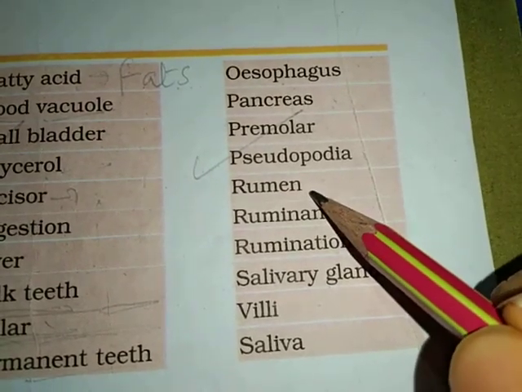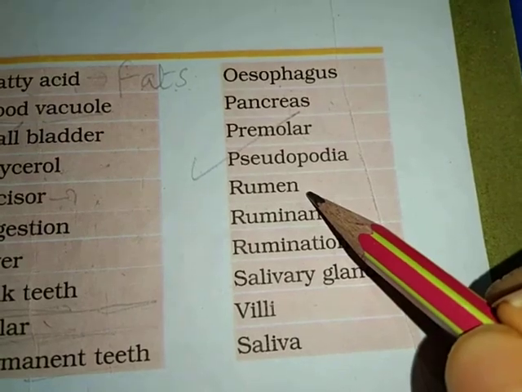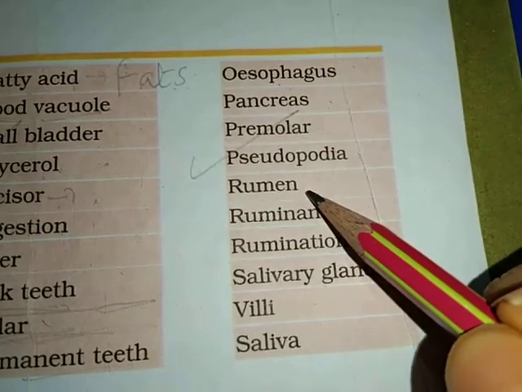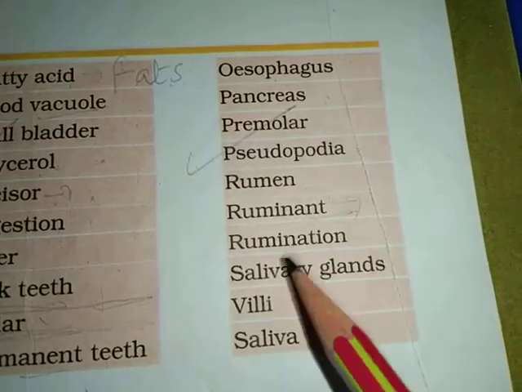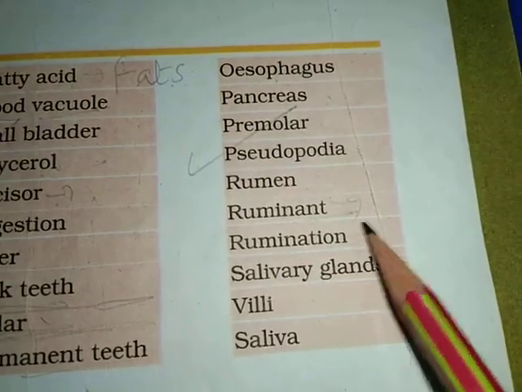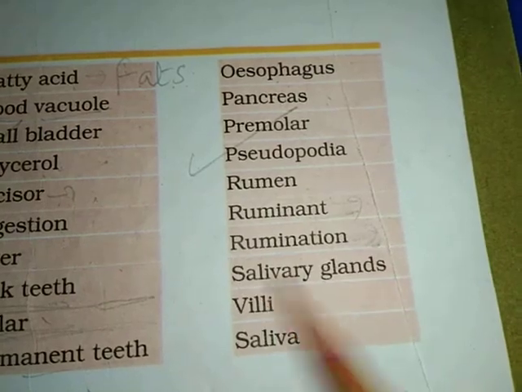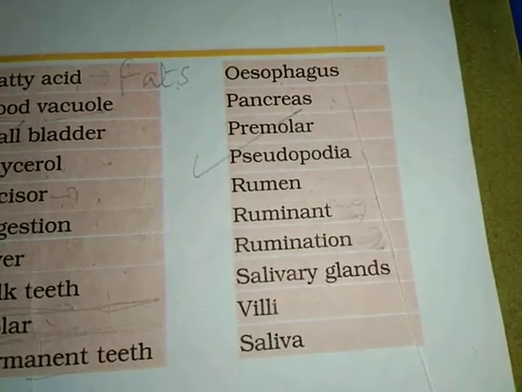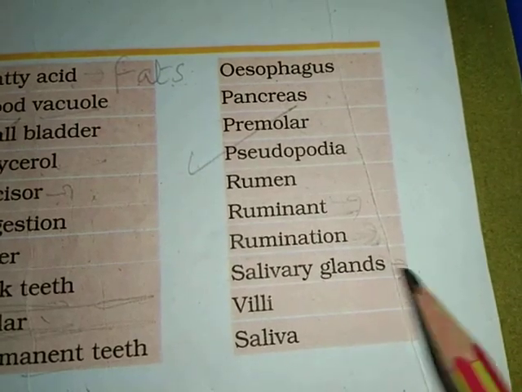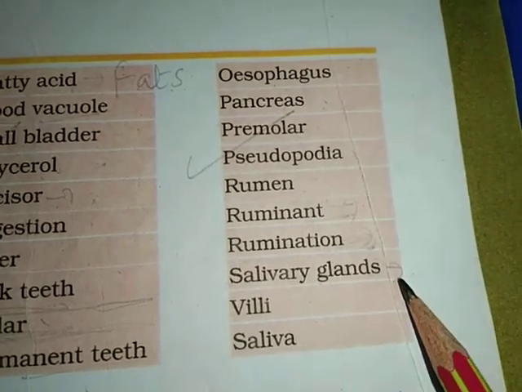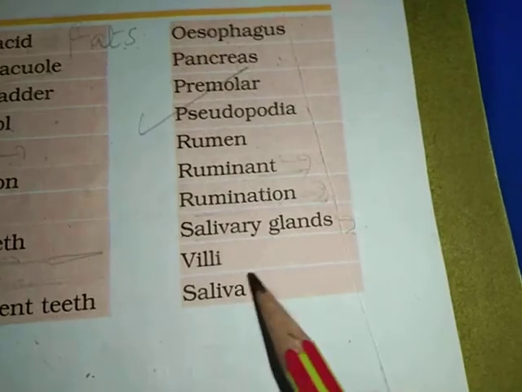Rumen is the first part of the stomach of ruminants which chew the cud, right? Ruminants, you know what are ruminants. We have already done the definition. Rumination is the process by which the ruminants chew the food, which is called the cud. Salivary glands, they are present under your tongue, which help to digest starch in your mouth.